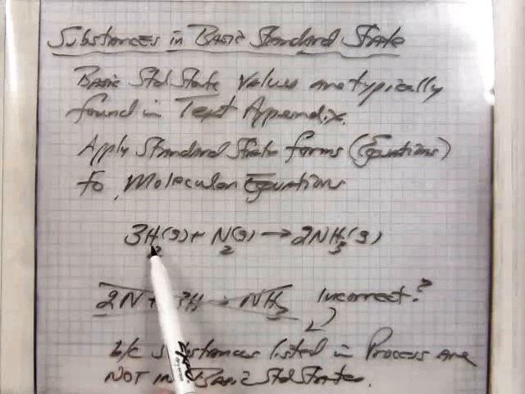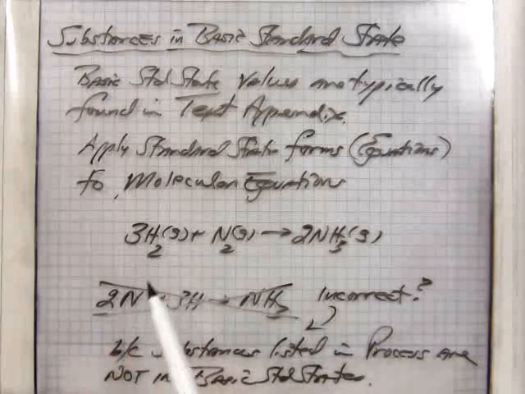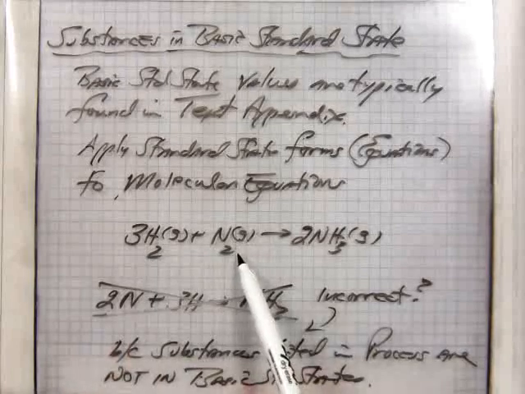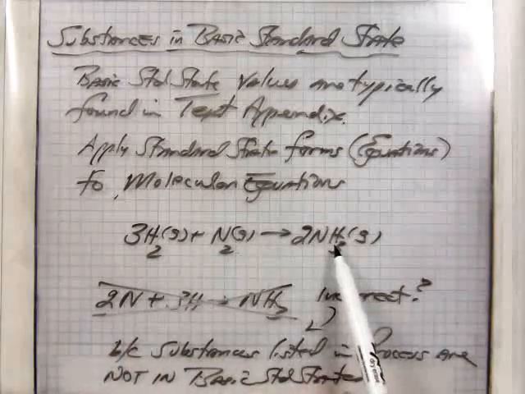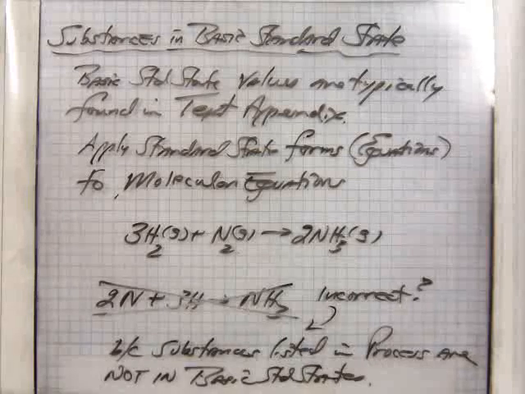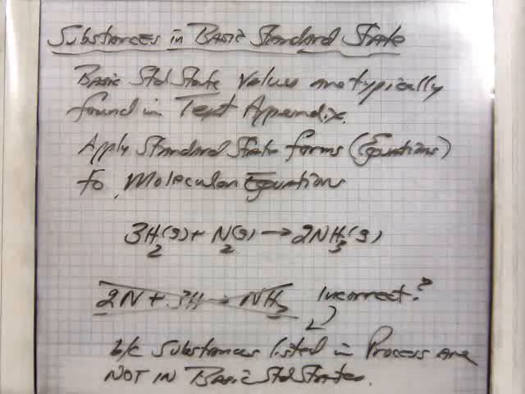You have to list hydrogen as an H2. You have to list nitrogen as an N2, and you have to list ammonia as an NH3. Now, there are ammonia gas and ammonia liquid, and depending on the process, you pick the one that best fits the issue.